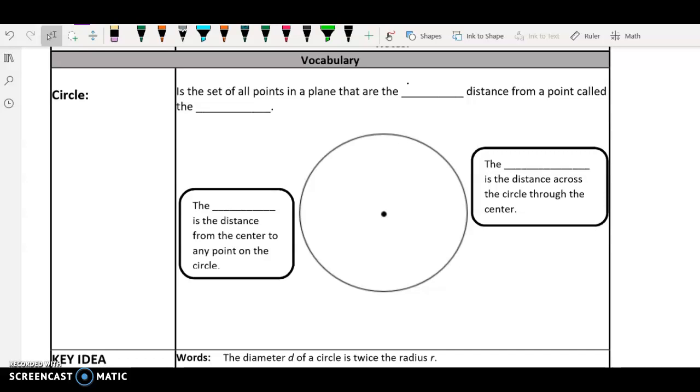So a circle is the set of all points in a plane that are the same distance from a point called the center. The same distance from the center.